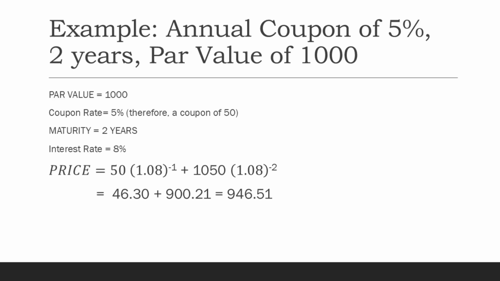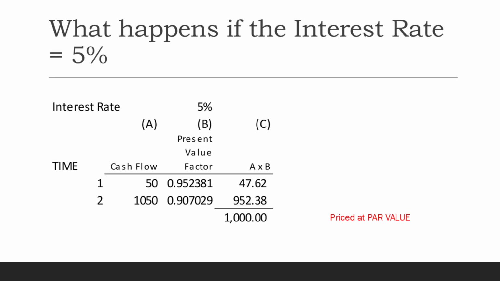So previously, we had pricing at a discount to par value because the price is lower than par value. Here, the price is equal to par value. So one simply says it's priced at par.